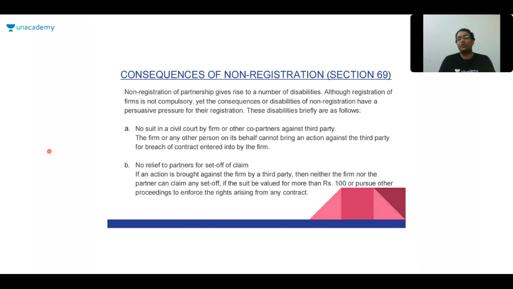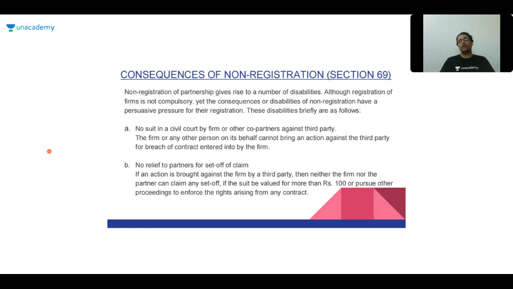Let's say the partnership firm carries on the business of furniture. It sold furniture to an outside party, to a customer, and the customer did not pay you. He's run away with the furniture and he does not pay you. Please remember, if you are not registered, you cannot file a case against the third party. So you have to get yourself registered first, and then you can file a case against the third party. The firm or any other person on its behalf cannot bring an action against the third party for breach of contract entered into by the firm.